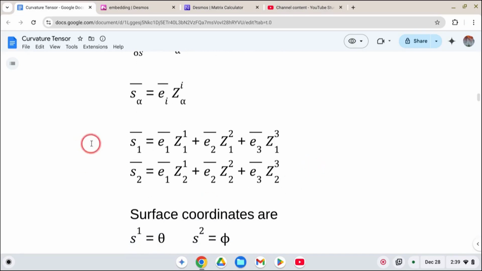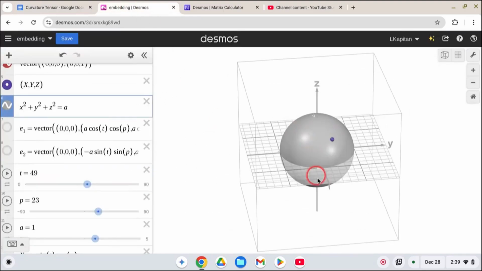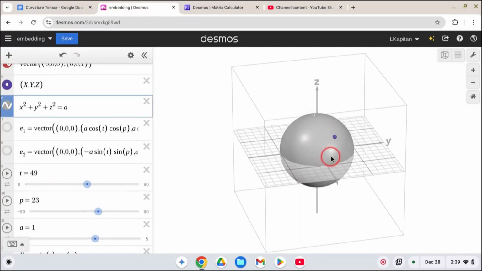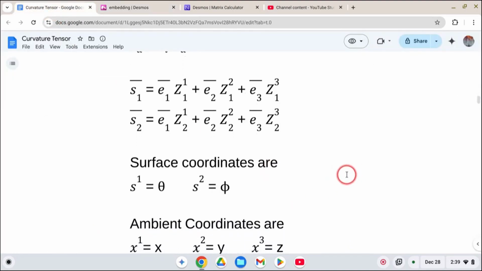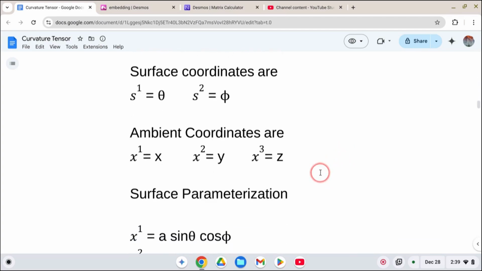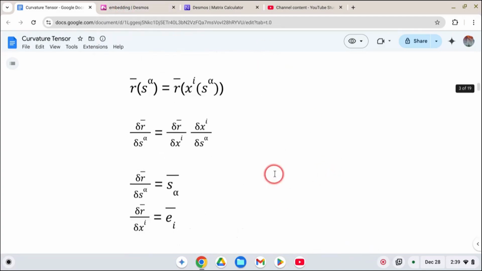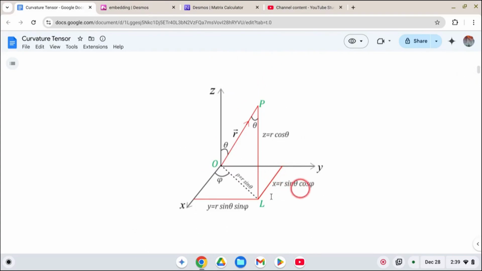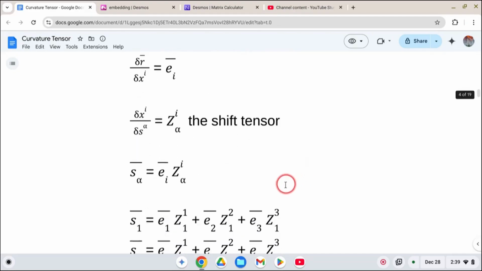So the surface coordinates S1, S2 are theta and phi. Those are the only variables that we have here, right? We're not varying R, just theta and phi. The ambient coordinates are just X, Y, Z, but we're going to parameterize those as what you saw in that drawing up here. Yes? X, Y, and Z. All right? We're rocking now.